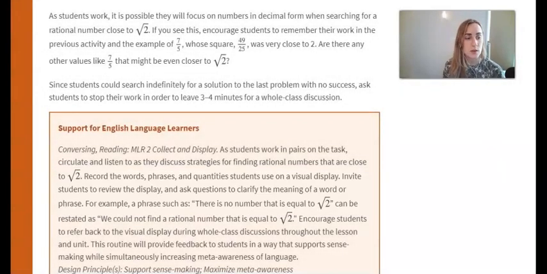So synchronously, you can do this in the moment and include it as part of the lesson. Asynchronously, look back at students' work, collect it so that they can look at it the next day and ask those same kinds of questions, encouraging them to look back to the visual display during whole class discussions as this idea comes up again.